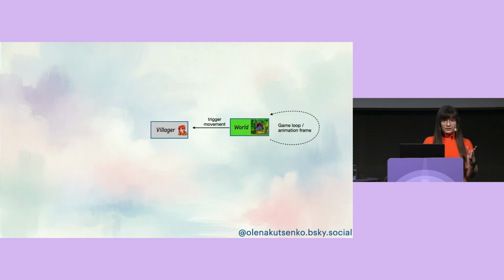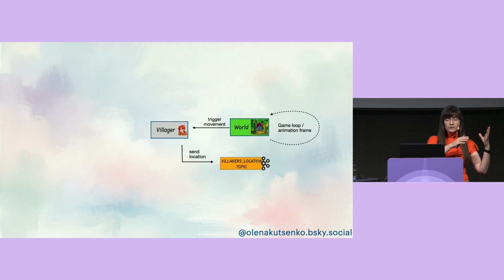Then I was thinking, okay, I have them walking on the map. What I need to do is, once they approach each other to some distance, I would like to trigger a conversation. And how I did it: I sent all the data, their positions on the map, to an Apache Kafka topic, and the topic then collects all the locations.